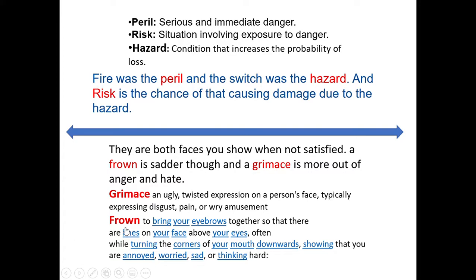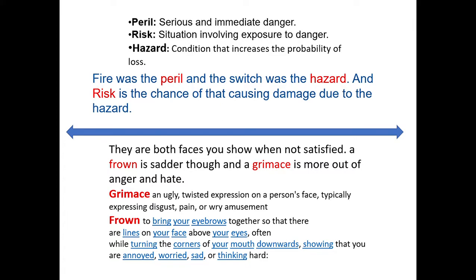Okay, you show them when you're not satisfied, when you're not happy. Okay, a frown is sadder, though a grimace is more out of anger and hate, a disgusted expression. So grimace, an ugly, twisted expression of a person's face, typically expressing disgust, pain, or wry amusement. Wry is irony, sarcasm, and amusement is something funny. So wry amusement would be like some fun sarcasm that we can find.